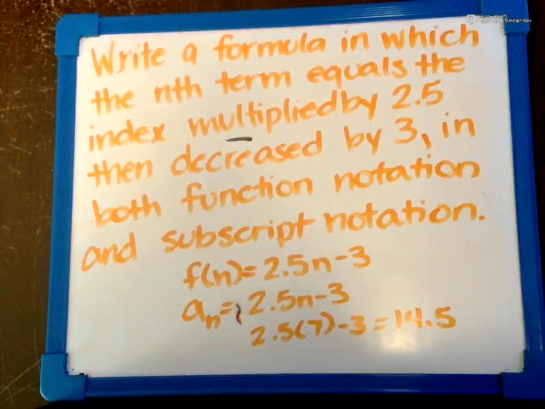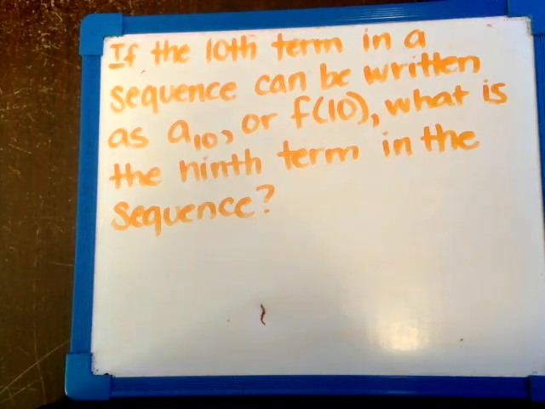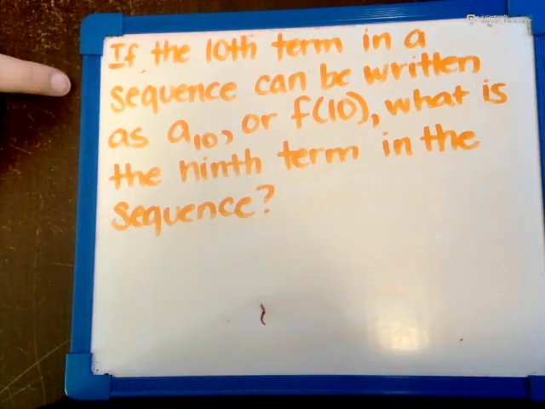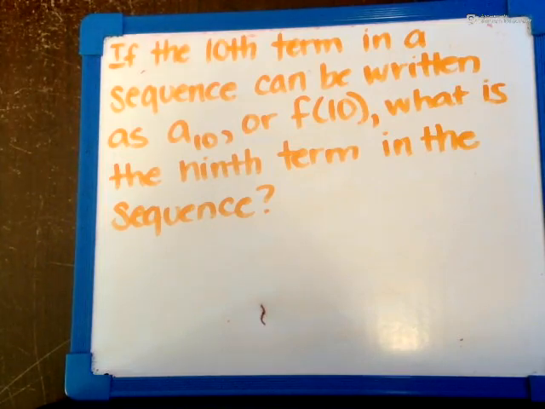This makes it really easy to figure out whatever term you want without having to make a table and figure out every single term. Let's work through this example together. What if the terms in the sequence are defined using a previous term? If the 10th term in a sequence can be written as a sub 10 or f of 10, what is the 9th term in the sequence?